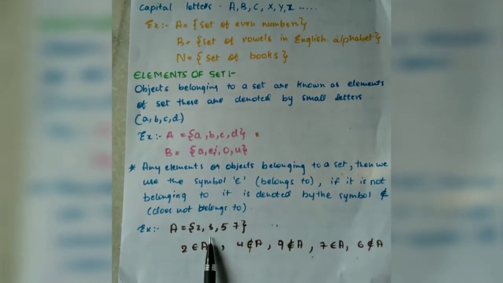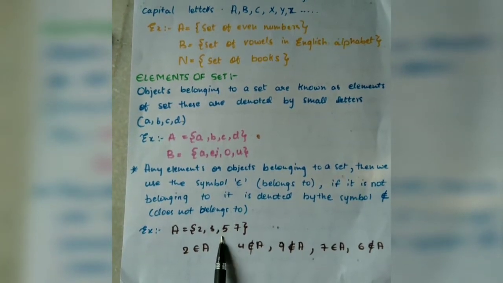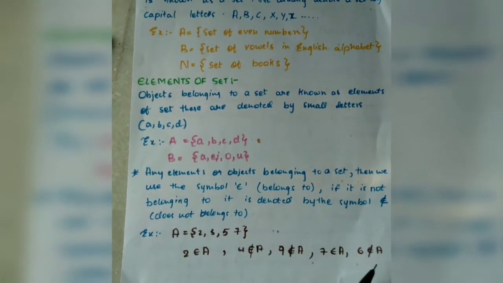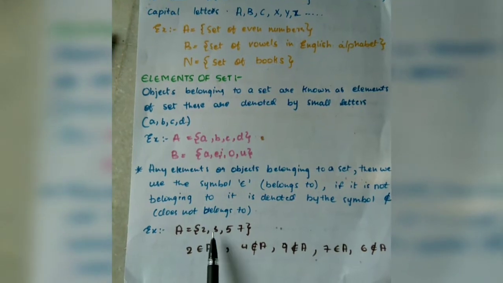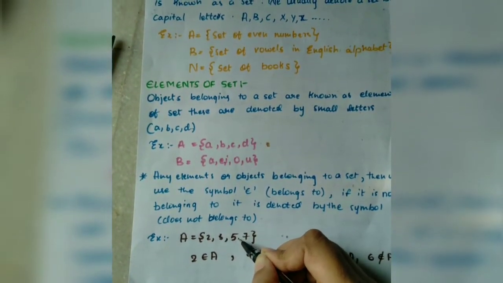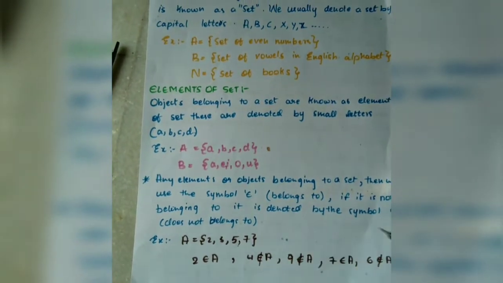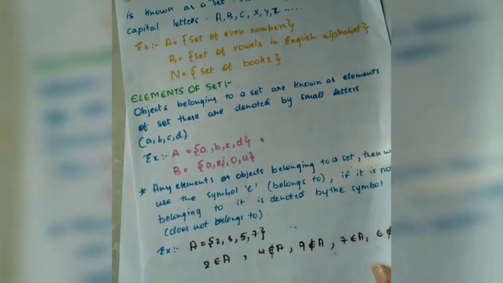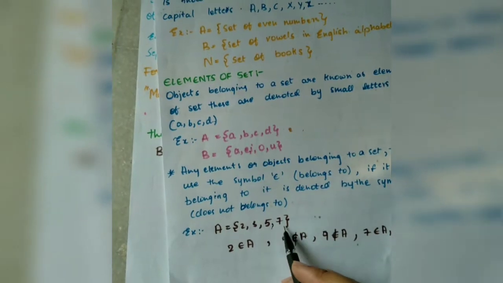And does 6 belong to A? Is 6 there in the set A? No, 6 is not there. The elements are 2, 3, 5 and 7. We have to separate each and every element with commas, okay? Or else that will become one entity.